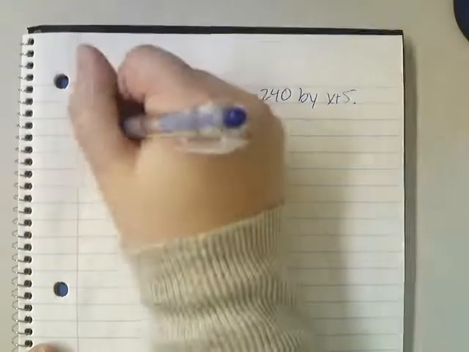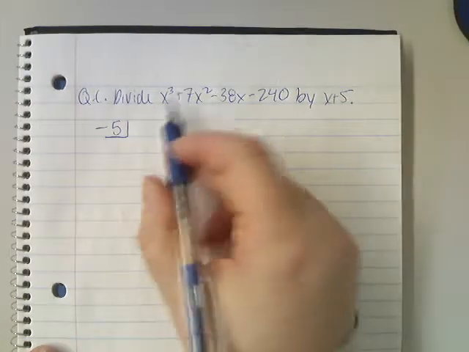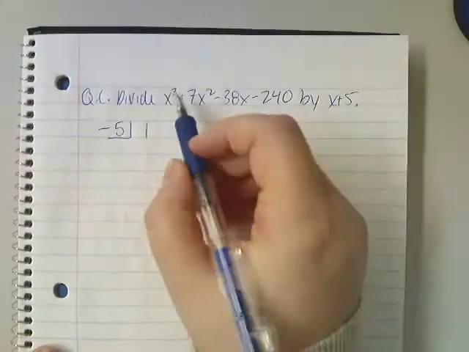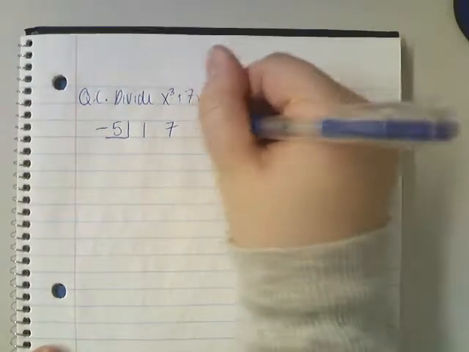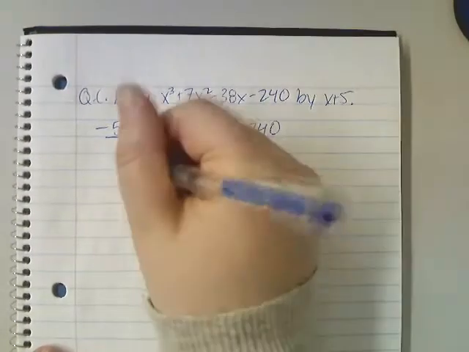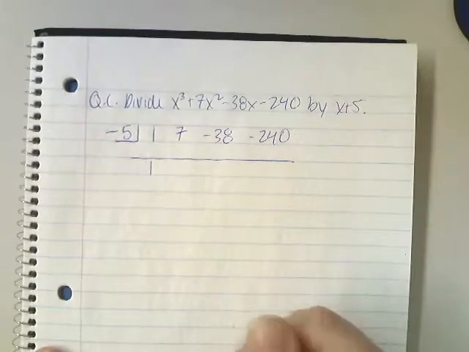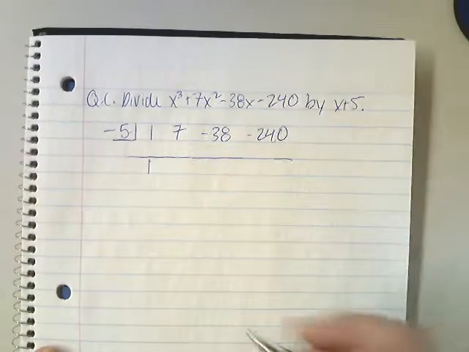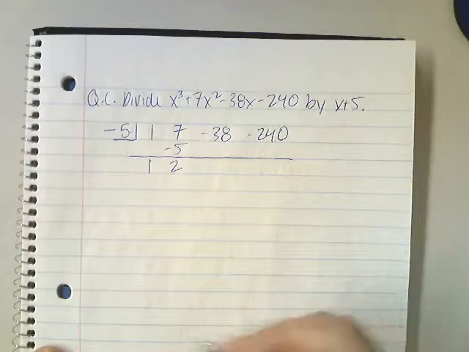So again, the first step is I switch the sign on the a value. So it was +5, so I'm putting a -5 in the little box. And then I write down all my coefficients. So I have x cubed is 1, x squared is 7, x is -38, and my constant is -240. And I'm going to carry my first coefficient down. I do -5 times 1, I get -5. I add those straight down and I get 2.